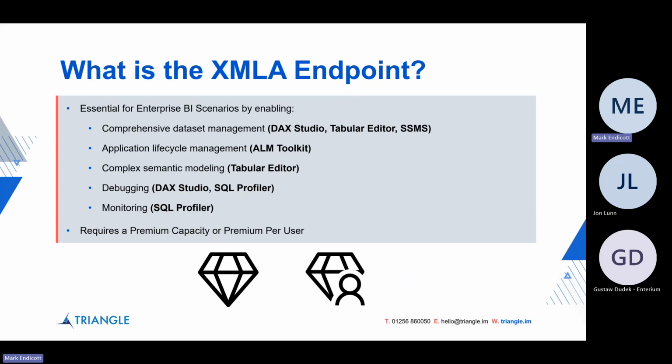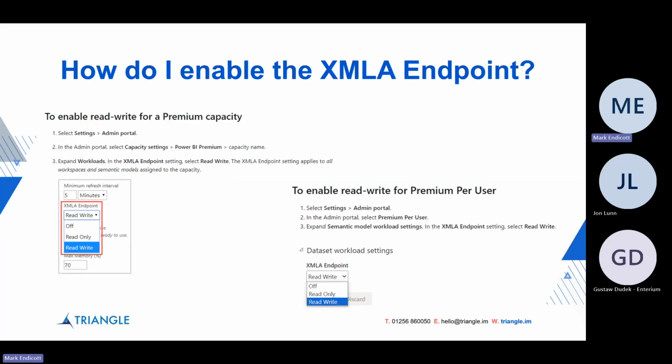A couple more things on the XMLA endpoint. You need a premium capacity or premium per user in order to use it up on the server. Once you have enabled it, there are two different settings. They're both tenant level settings. They are found in slightly different places. So as you can read, the headlines are slightly different. But the message is the same. Make sure you use read and write when you enable it. Otherwise, you won't be able to use its full capabilities.